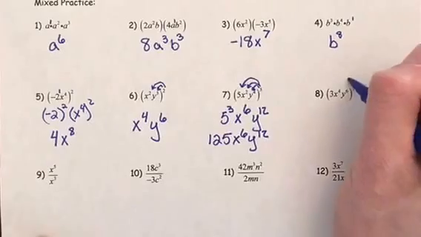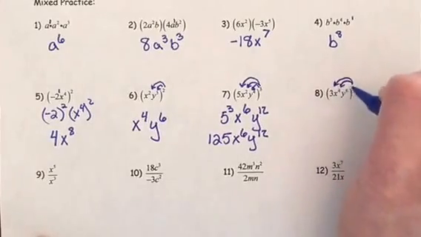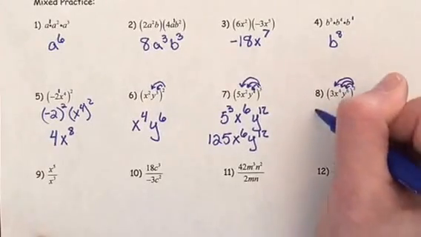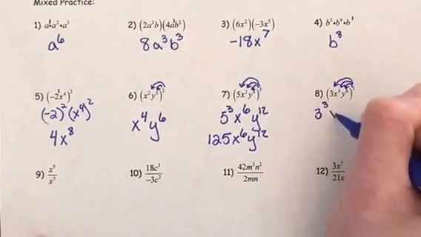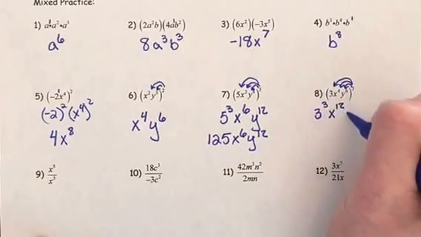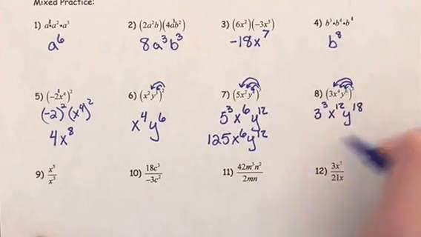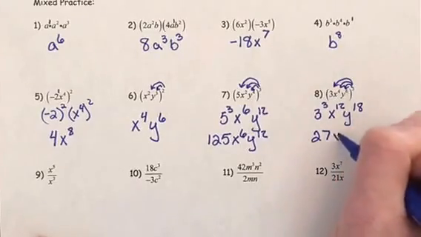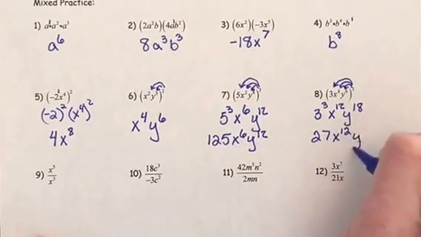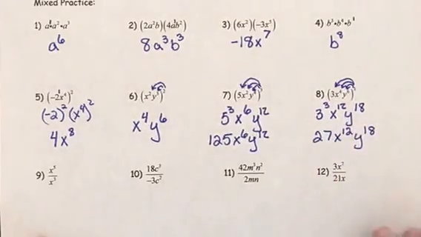For 8, we are again distributing this exponent towards everything inside. So we get 3 cubed, x to the 12th, y to the 18th. Or if you want to write it all the way out, 27 x to the 12th, y to the 18th.